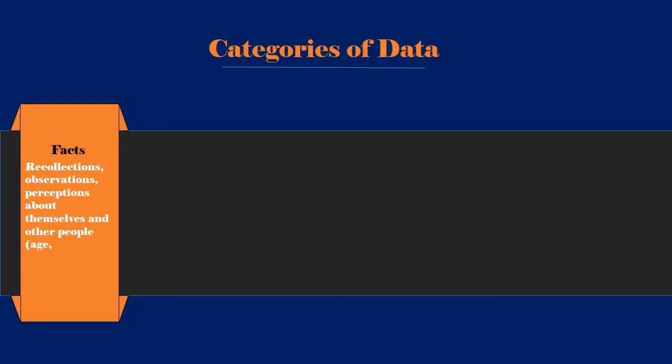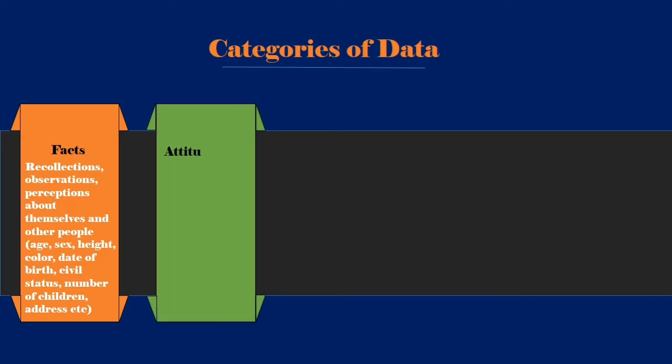Now let's have the categories of data. There are 5 categories of data. First are facts. Now what are facts? These are recollections, observations, or perceptions of people about themselves and other people, such as with regards to their age, their sex, height, or color, or their date of birth, or civil status, number of children, their addresses, and many other facts regarding these people.